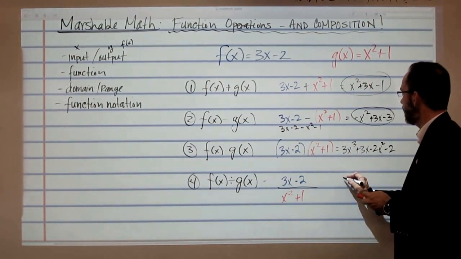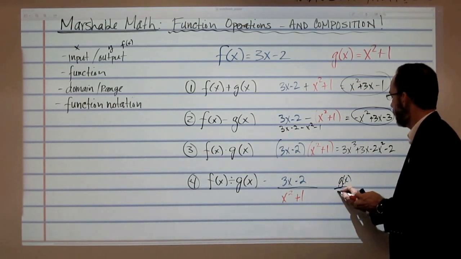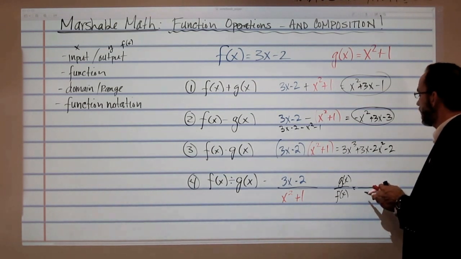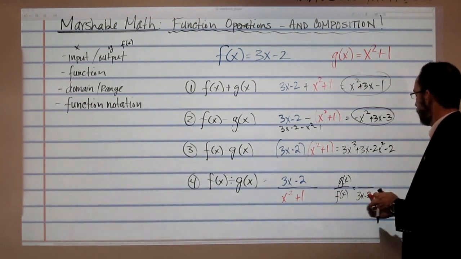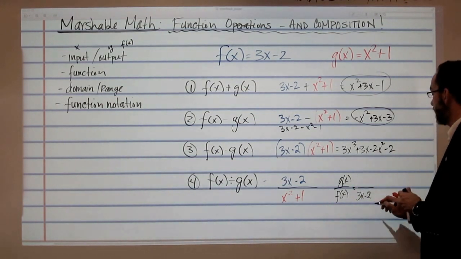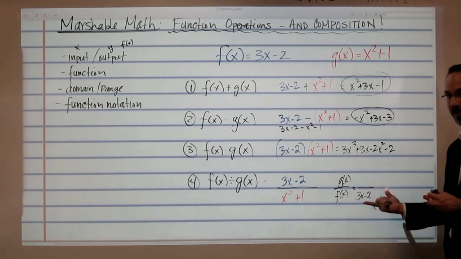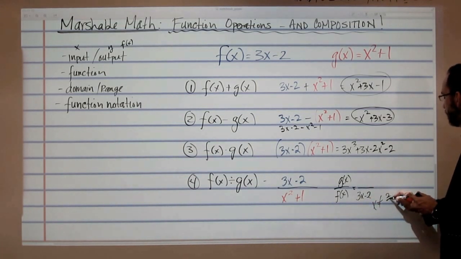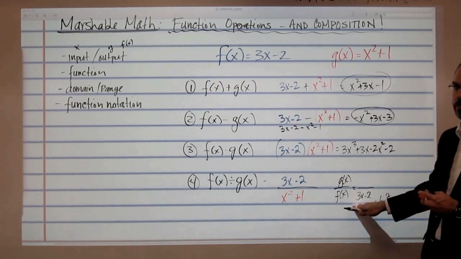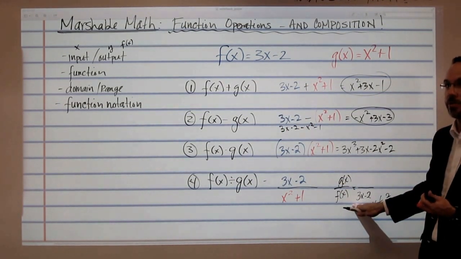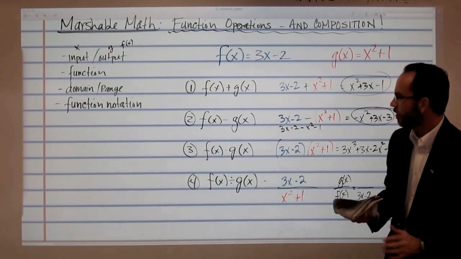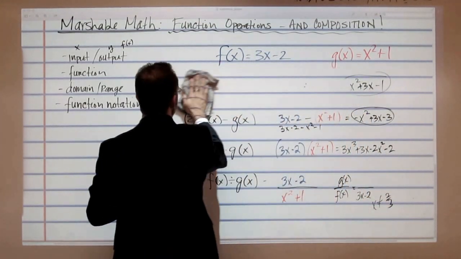But what if I had g of x divided by f of x, right? F of x is going to have in the bottom 3x minus 2. There's a number here that I can put in for x that would make my denominator 0, and I would have to exclude it. I would have to say x can't be equal to, you know what it is? 2/3. 2/3 was allowed up here, but 2/3 is not allowed when you do the division because it would make the denominator 0. Okay? So that would be a domain restriction.